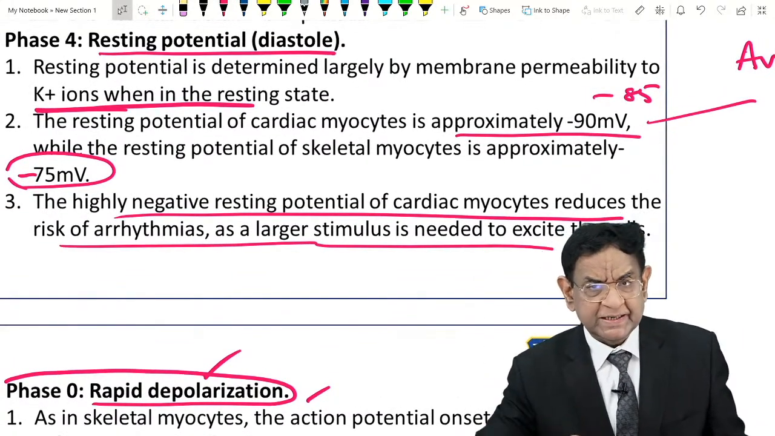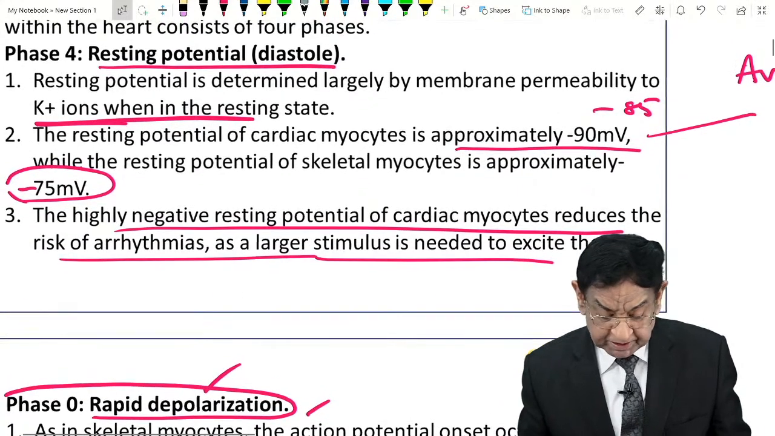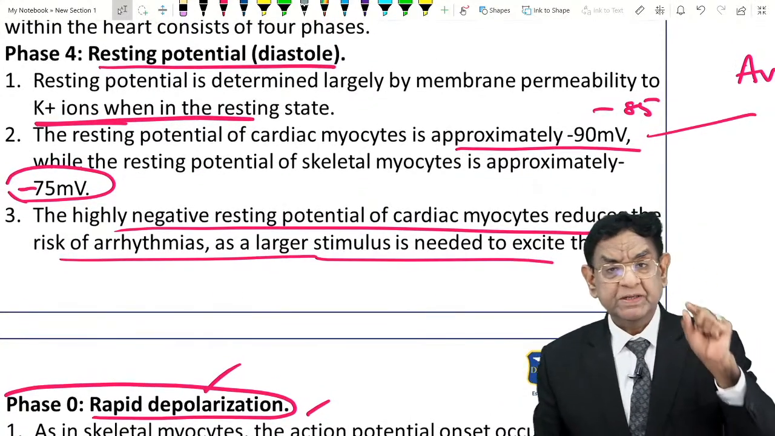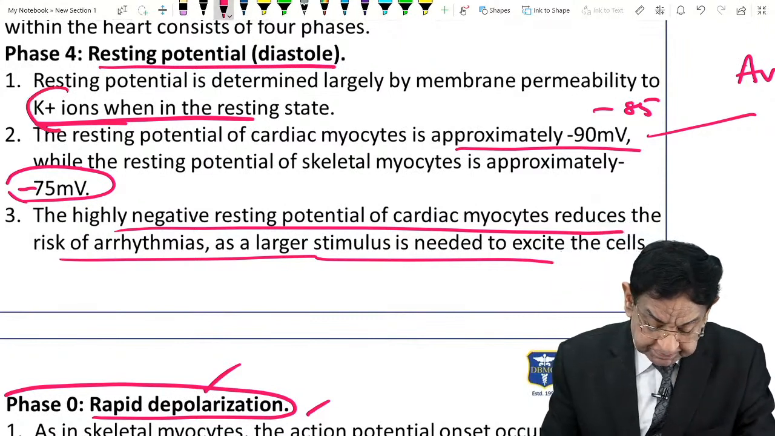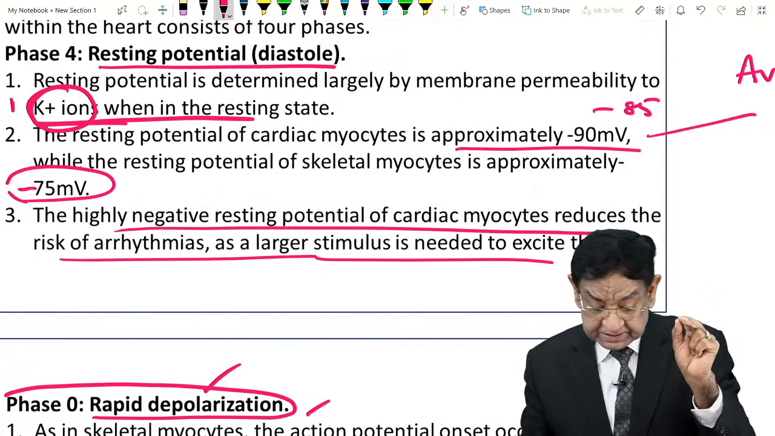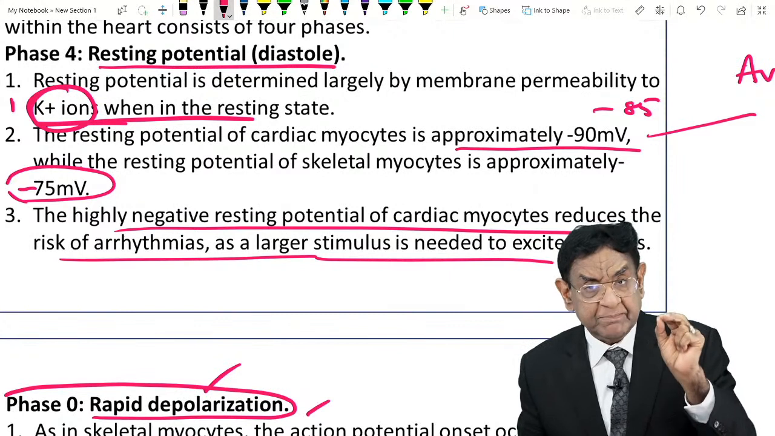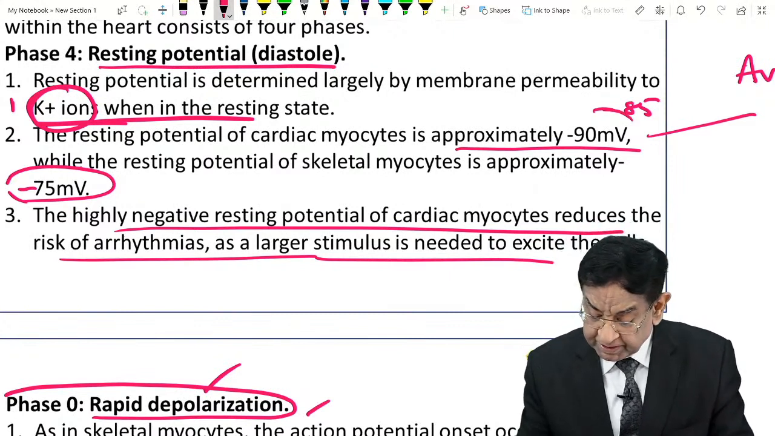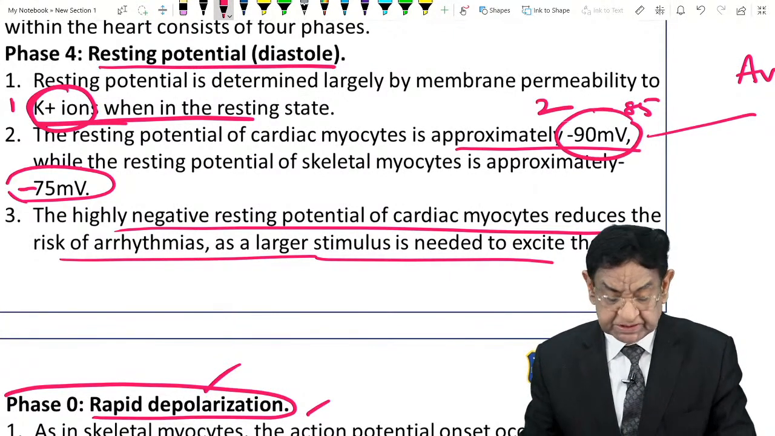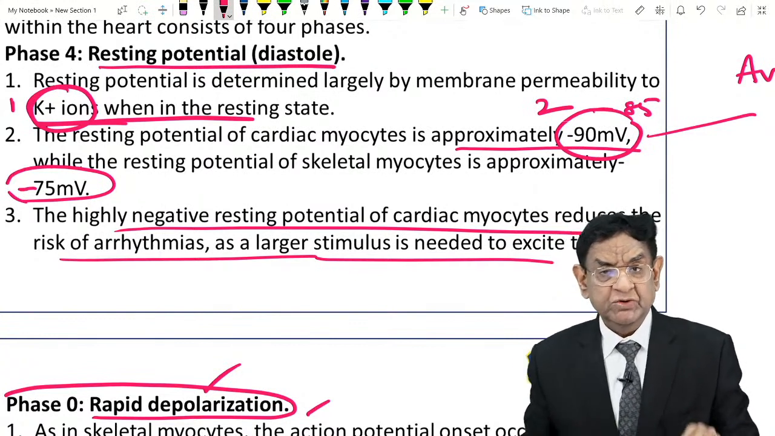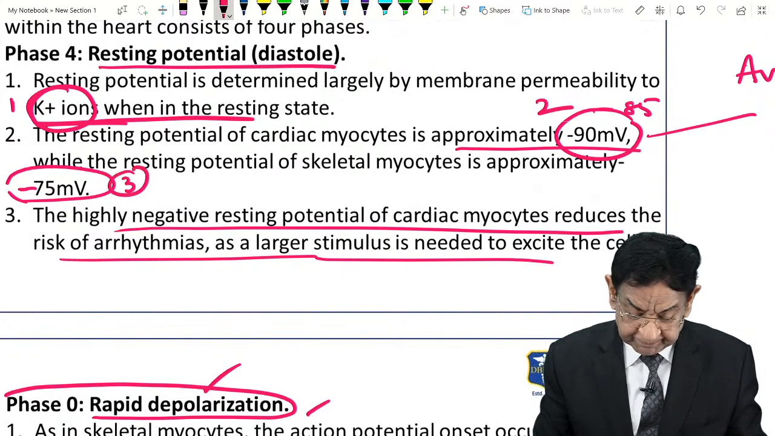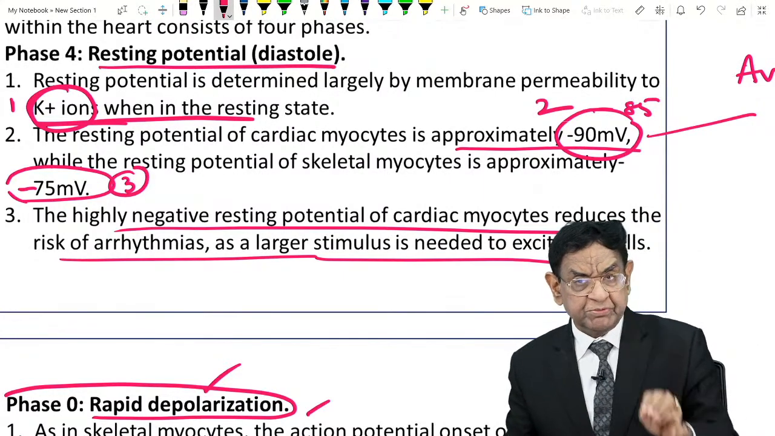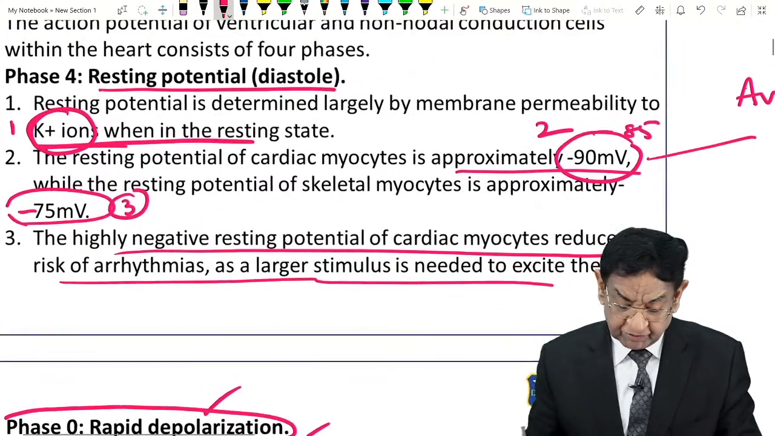So what did we learn in this particular slide? Resting membrane potential is maintained by which ion? The answer is potassium. This is the first keyword to be remembered in this slide. Second, what is the resting membrane potential of a cardiac cell? Answer is minus 90. And third, what is the resting membrane potential of a skeletal muscle? Minus 75. So these are the 3 keywords to remember in this slide.